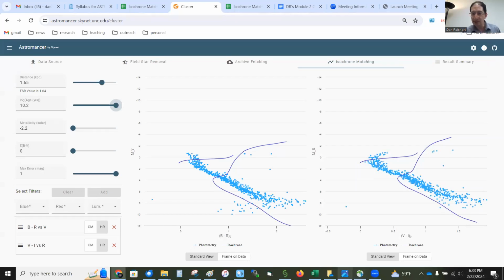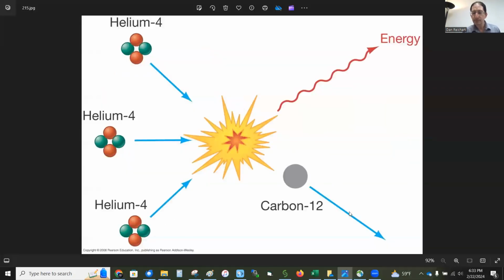Let's go back to the images. So this helium ash keeps contracting and heating up and contracting and heating up. Eventually, it gets up to about 100 million Kelvin. And that's the ignition temperature of helium. And it goes through a process where two helium run into each other and stick together, and then another one sticks together, and you end up with carbon. And in the process, it releases energy. This is called the triple alpha reaction. A helium nucleus is called an alpha particle.